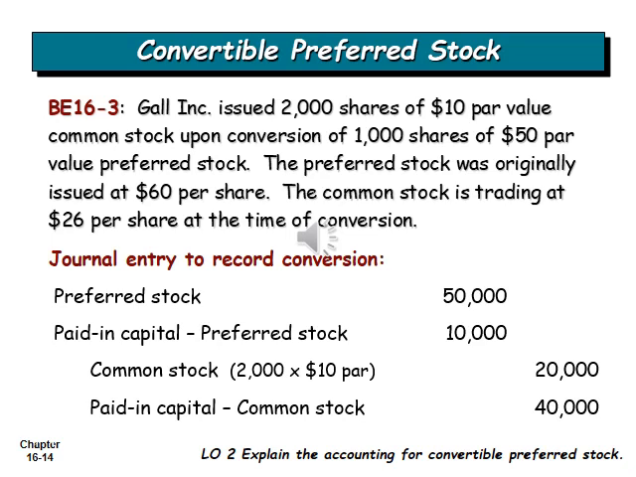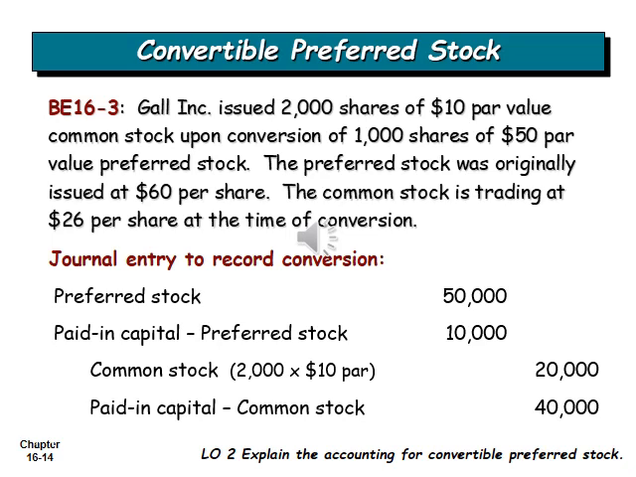So in order to close them, we will debit them. Preferred stock debit for 50,000, paid-in capital debit for 10,000. In this case, we closed all accounts related to preferred stock. Now, instead of the preferred stock, we issued common stock. The common stock, 2,000 shares, $10 par value, so 2,000 times 10, 20,000. And the difference between the debit and the credit will go to the paid-in capital common stock.